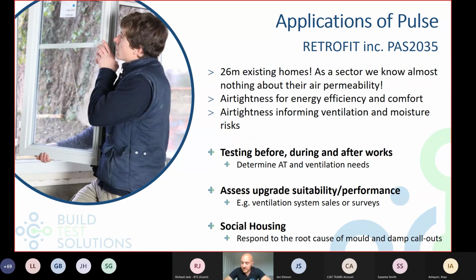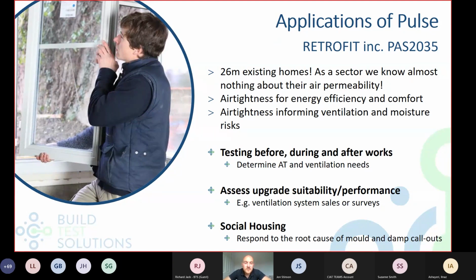There is a whole industry around airtightness testing of new build. There's circa 500 to 600 airtightness testers in the country serving that market. But actually we build in the order of 200 to 300,000 homes a year.